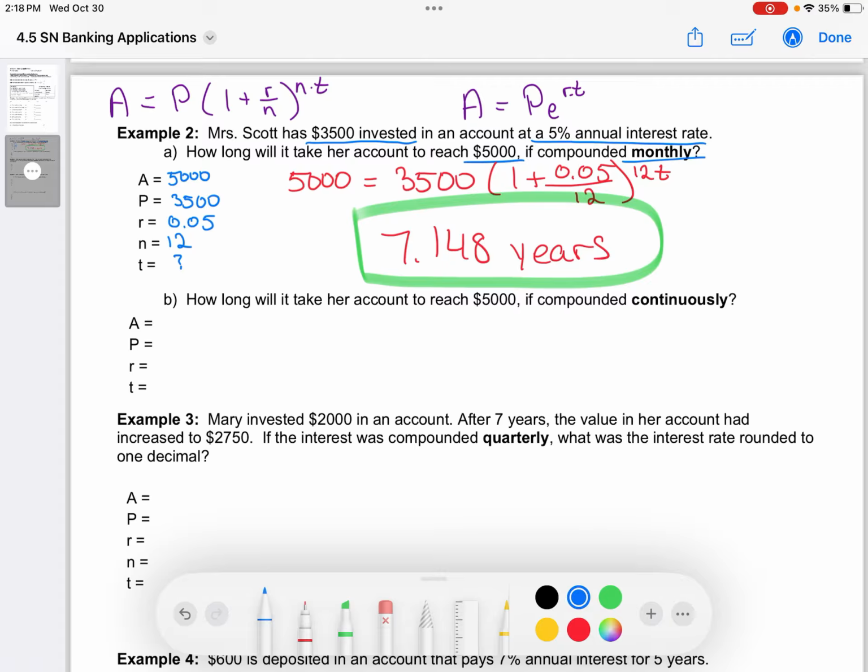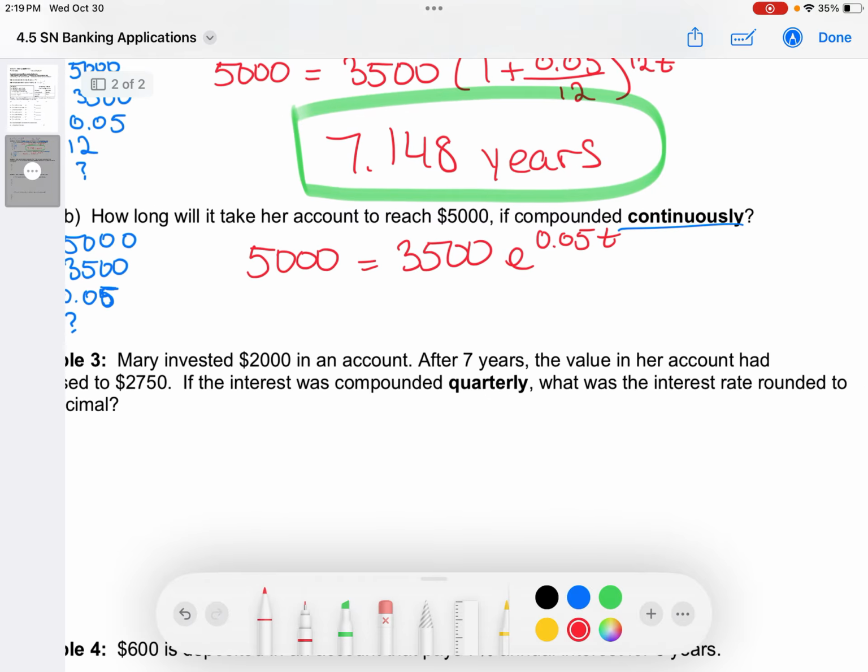In part B, we still have that same ending amount, 5,000, that same beginning amount, 3,500. That rate is still 0.05. And our T is what we're looking for, but we're compounding continuously. So in this case, 5,000 equals 3,500 times E to the power of 0.05t. Now, with this being a base we can handle easily, E as a base switches to natural log.